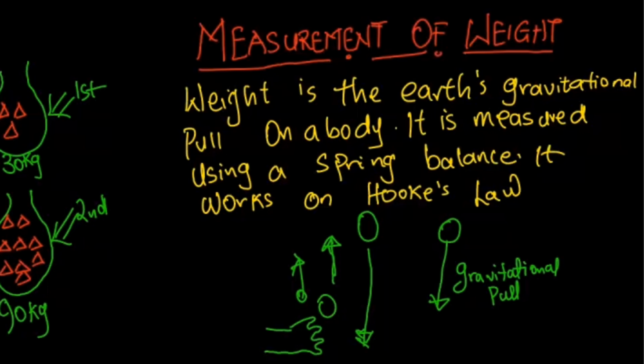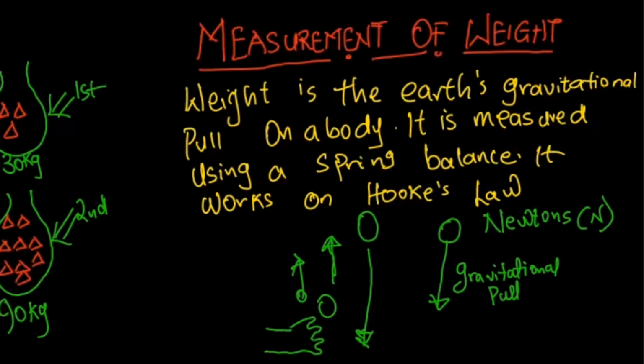So what does that mean? It means that gravitational pull gives us weight. So recall that gravitational pull is a force. Weight is measured in newtons, and this is one of the key differences between mass and weight.